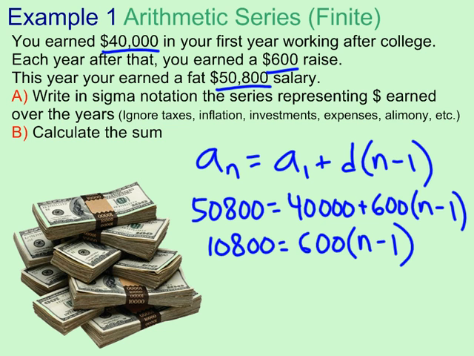It seems to me that most of my students tend to want to distribute that 600. I'm not really in favor of that. I'm going to divide both sides by 600. Now, I'm not saying you're going to get the wrong answer. I just tend to think what I'm doing is the cool kid way of doing it.